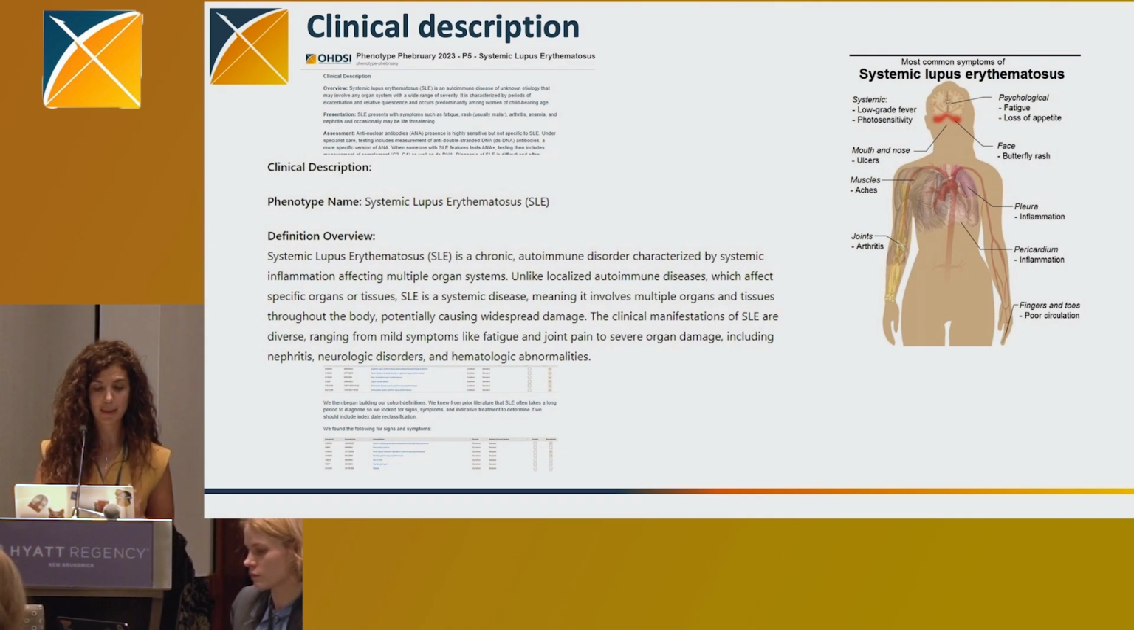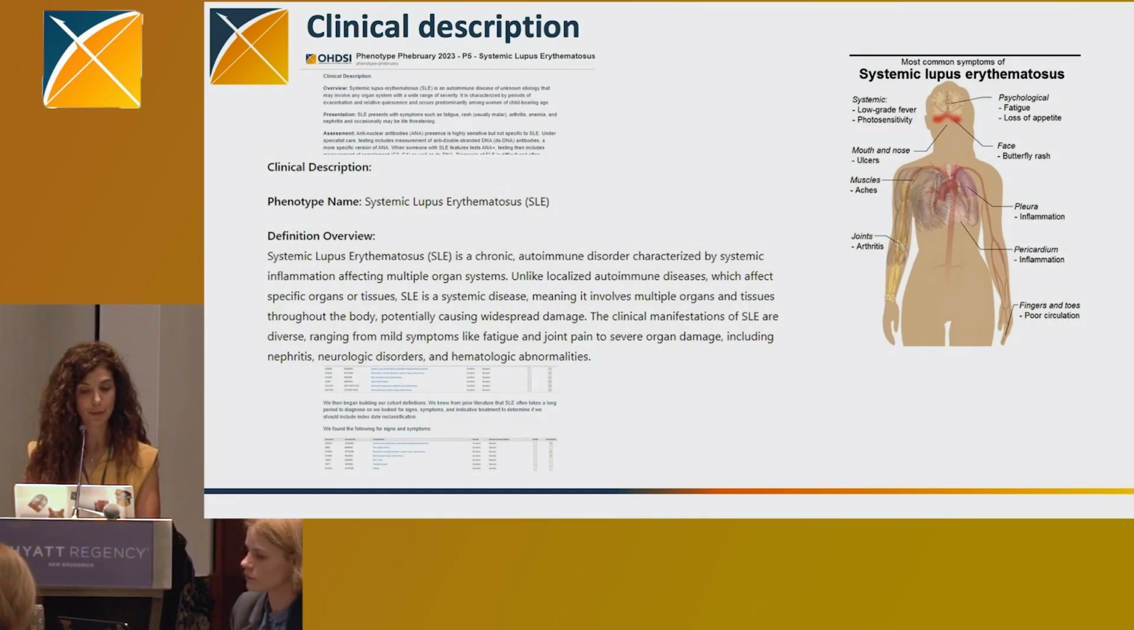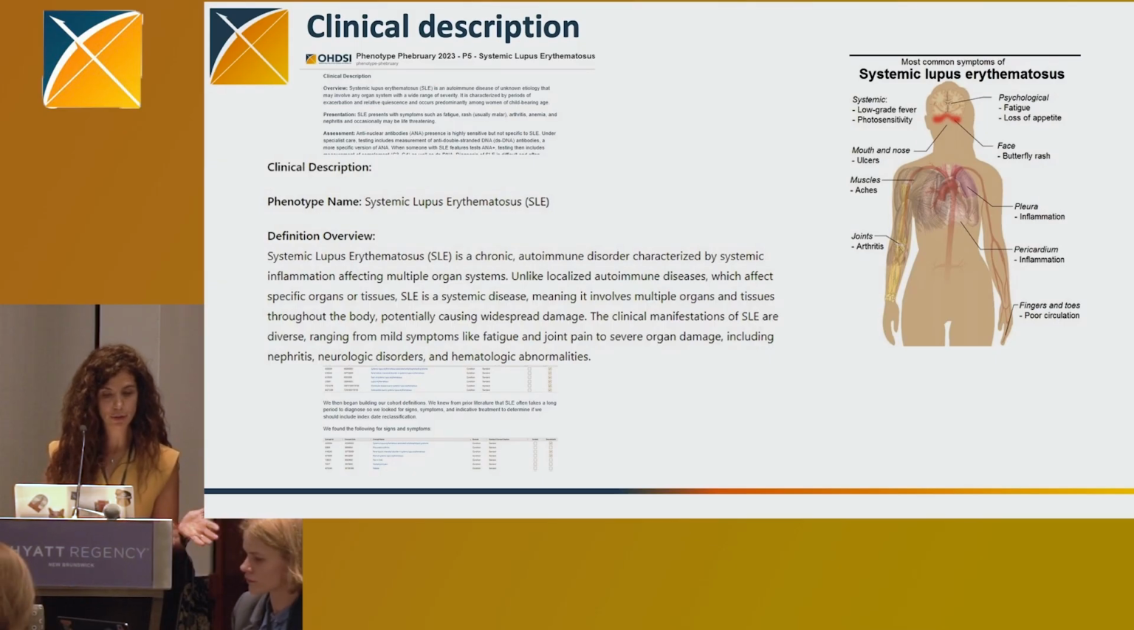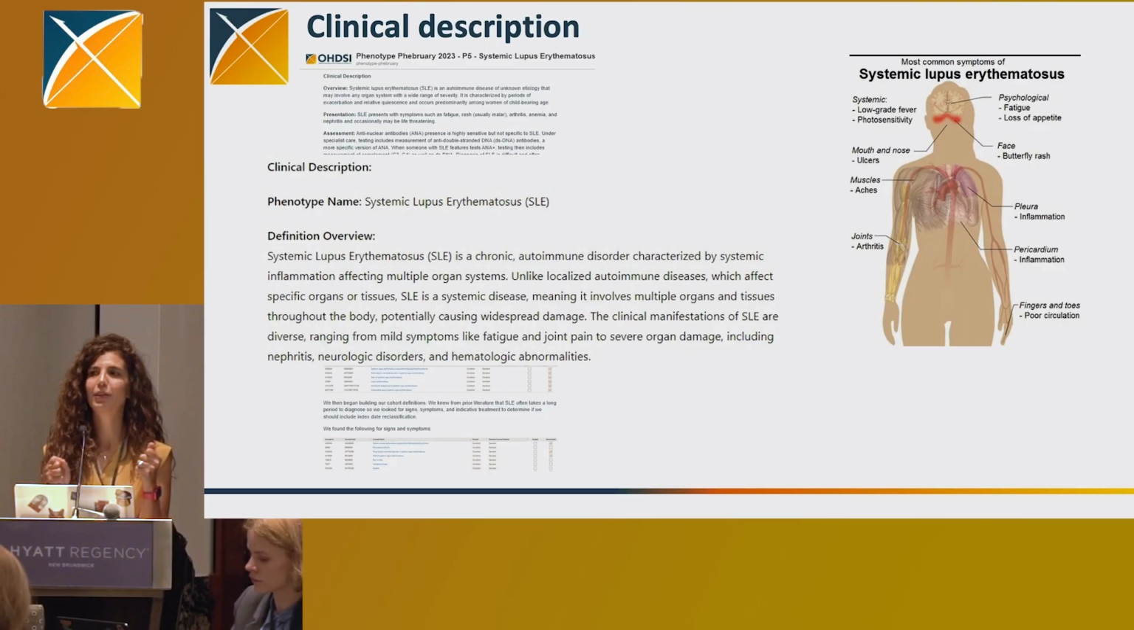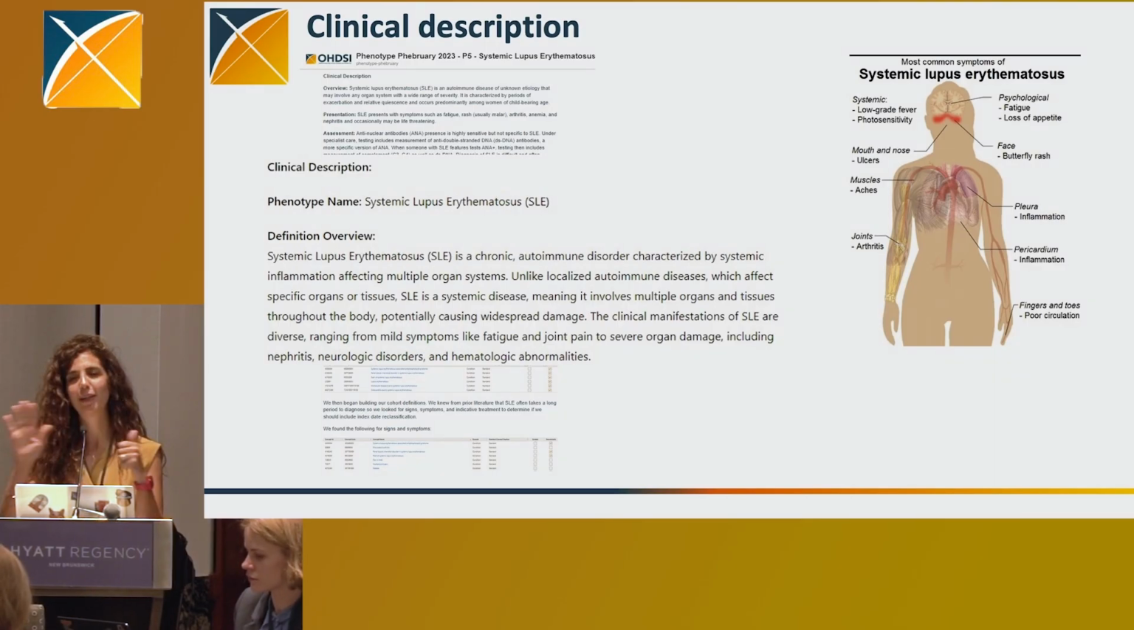Something like: systemic lupus erythematosus is a chronic autoimmune disorder characterized by systemic inflammation affecting multiple organ systems. Unlike localized autoimmune disease, which affects specific organs or tissue, SLE is a systemic disease, and so forth. But the point here is that in that document describing SLE, you already know what you're trying to get. It's something related to a systemic disease, and the clinical description is telling you that there is some version of disease that is localized, and that's not your clinical intent.